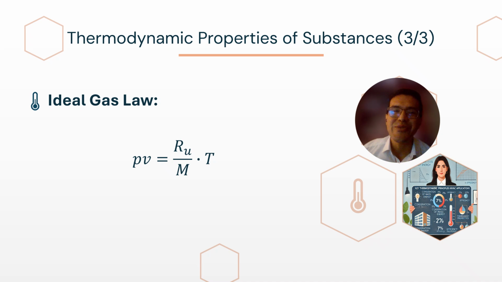For example, here we have the ideal gas law. Gases at low pressures, such as air and water vapor at atmospheric conditions, are superheated vapors. And the relation among pressure, volume, and temperature is given by the ideal gas law, where T is the absolute temperature in Kelvin. The specific gas constant is equal to the universal gas constant divided by the molecular weight M of the gas.